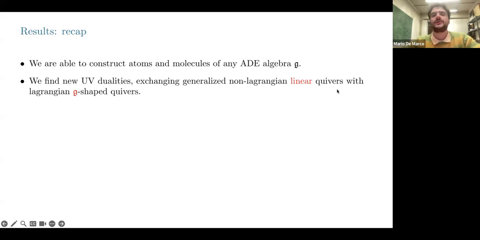But the superconformal point of this theory also admits a mass deformation to a Lagrangian field theory that is a quiver with nodes of type SU, and this is shaped as G. So until now I always showed quivers shaped as A_{2j+1}, but we can also have a quiver with SU(N) nodes shaped, for example, as the E8 Dynkin diagram.